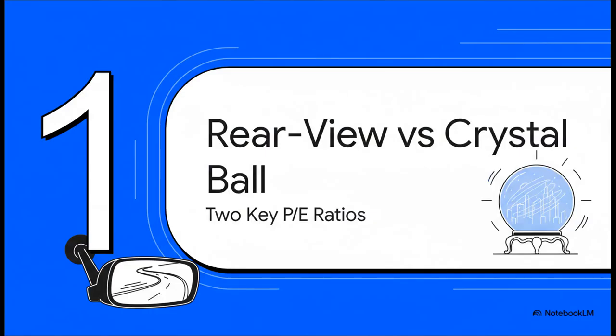Okay, now here's where things get really interesting. See, not all PE ratios are created equal, and that's because that E for earnings can come from two very different places, the past or the future. This one little difference splits the whole world of PE analysis into two, and I like to think of it as looking in your car's rearview mirror versus staring into a really foggy crystal ball.